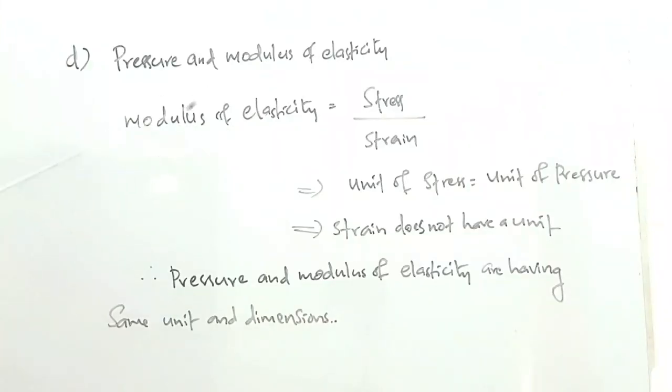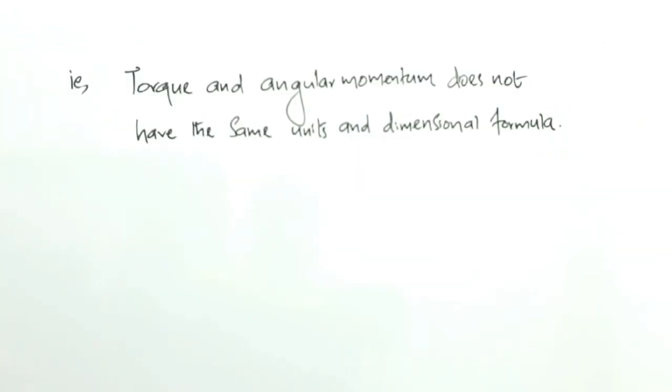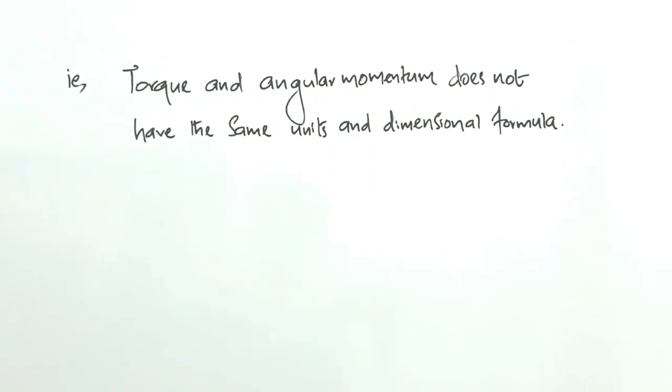So modulus of elasticity equals the unit of pressure divided by strain, but strain does not have a unit. Then the unit of modulus of elasticity will be equal to the unit of pressure itself, because strain does not have a unit. Therefore pressure and modulus of elasticity are having the same unit and dimensions. If the unit is the same, the dimension will also be the same. And of the given options, torque and angular momentum are the physical quantities which do not have the same unit and dimensions.